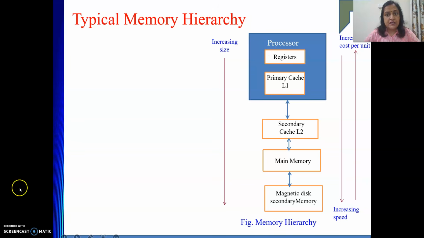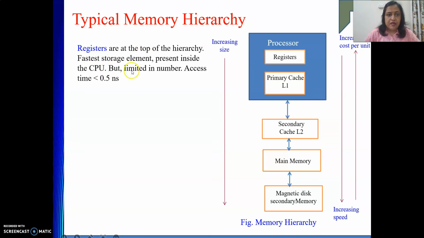They are the fastest, but the problem is space and cost. Due to that, we have a limited number of registers, right? Their number is limited, and typical access time is less than half a nanosecond, right?